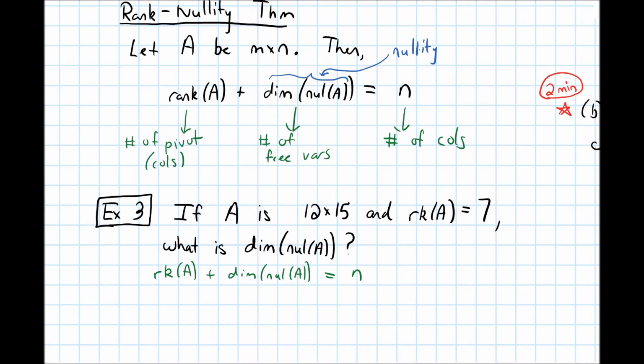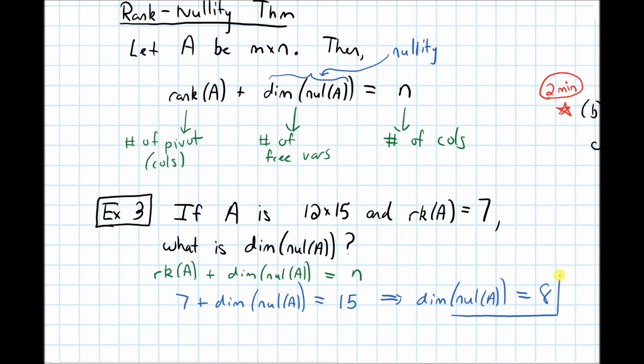And now let's plug in for what we know. So we know the rank is 7. Dimension of the null space we don't know. That's what we're trying to find. So 7 plus the dimension of the null space equals the number of columns, which in this case is 15. And then if I isolate here, I get that the dimension of the null space is, what is it? It's 8. So that's the dimension of my null space.